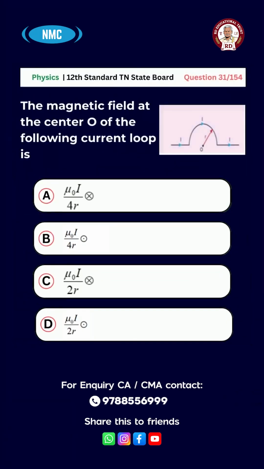Question number 31. Magnetic field at the center O of the following current loop is: option A, mu naught I by 4R cross product; B, mu naught I by 4R dot product; C, mu naught I by 2R cross product; D, mu naught I by 2R dot product. The right answer for this question is option A, mu naught I by 4R cross product.